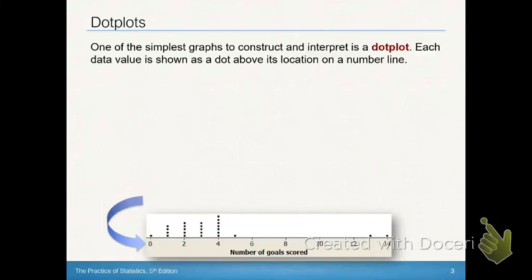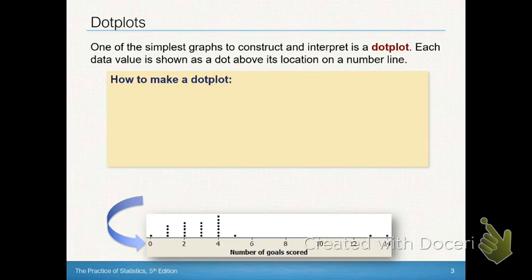In this section of notes, we're going to be switching over to a new type of data. In previous lessons, we looked at categorical data and all of the different ways we could display it. We used pie charts, bar graphs, segmented bar charts, and mosaic plots. Now we're switching over to quantitative data and the types of displays that we can use for that.